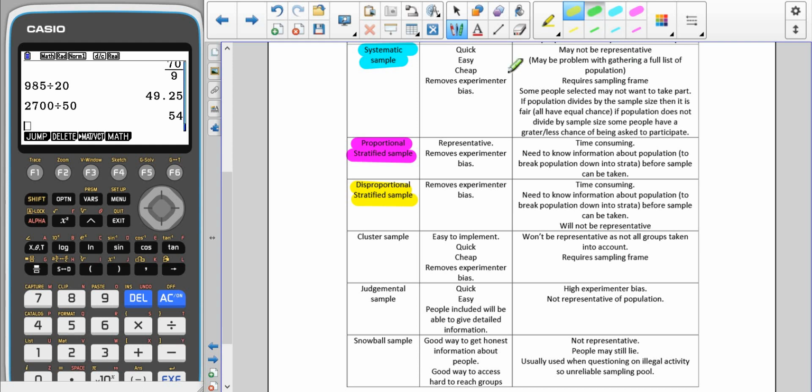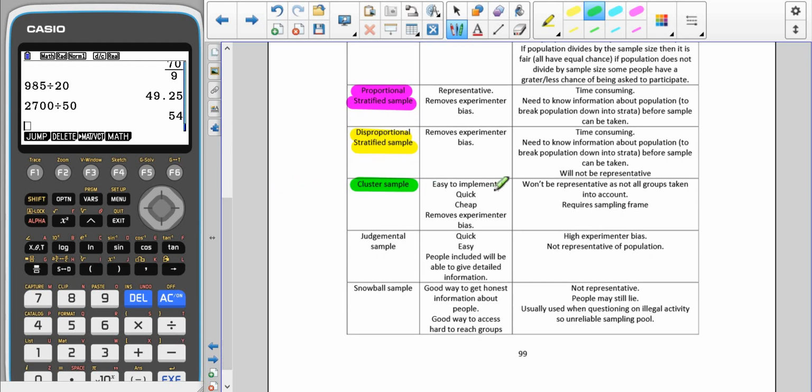Then we have our cluster sample. Remember, a cluster is very similar to a stratified sample, but this time we're talking about splitting it geographically. It's easy to implement because you can just easily get everyone's postcode or easily split destinations up into sections. It's quite quick to perform because you're just choosing that location. You can do it using a random number generator or something like that to decide which ones you're going to look at. It's quite cheap to perform, and it does remove experimental bias as long as the clusters that you are going to look at are chosen randomly.